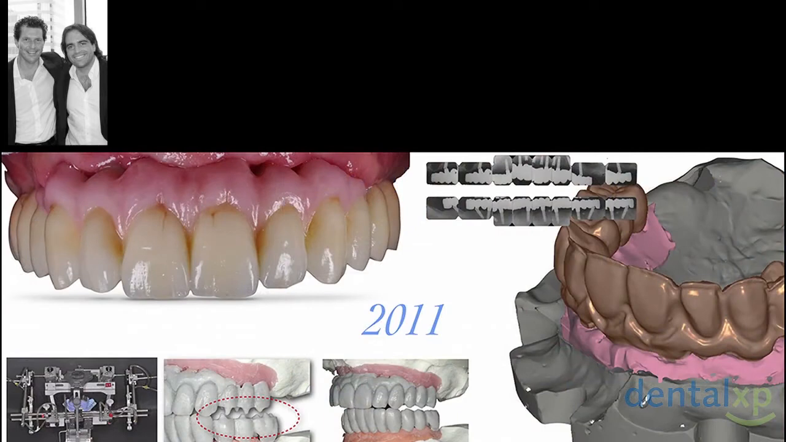Same thing in this case, completed 2 years after, by carefully checking the occlusion. The occlusion first, on the model, and then in the mouth. We have been able to provide a monolithic occlusal zirconia restoration, only for aesthetic reasons, from bicuspid to bicuspid.